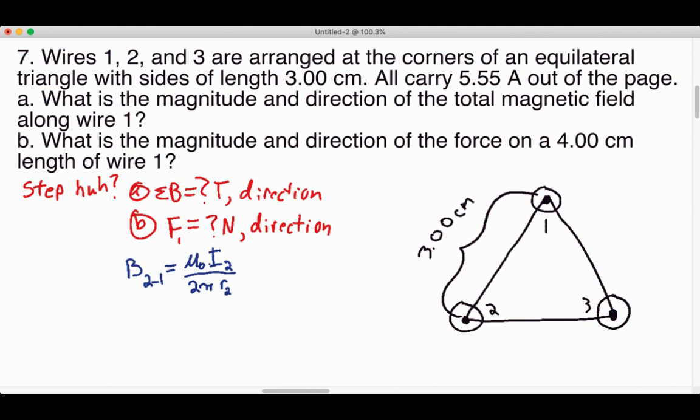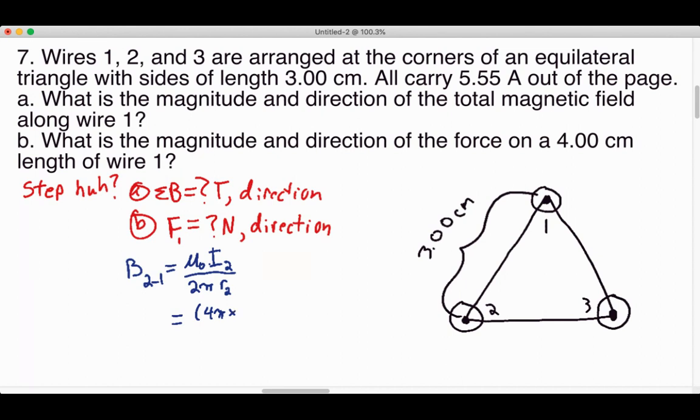All right, so we'll put in our numbers, and we'll get 4 pi times 10 to the minus 7th. Sorry, I've already written it, and my computer's getting laggy. And the units for this are Tesla meters per amp, times I2. So what's the current?